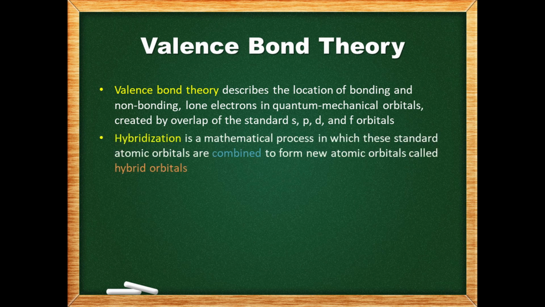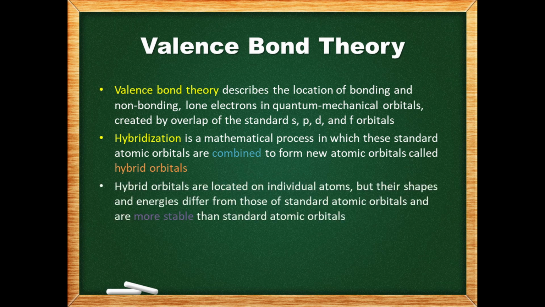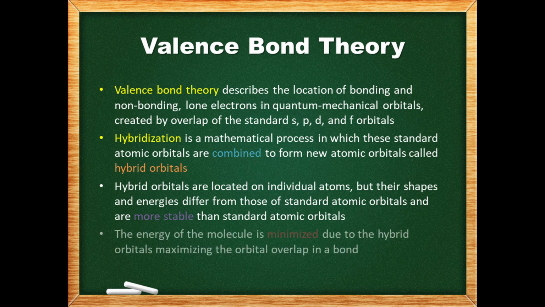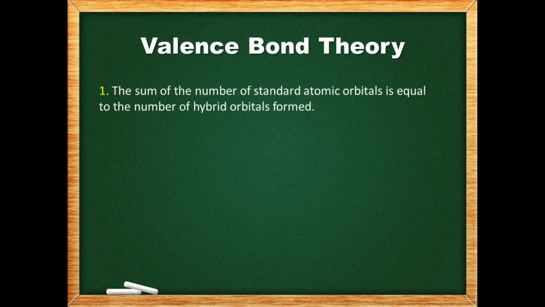Hybridization is a mathematical process in which these standard atomic orbitals are combined to form new atomic orbitals called hybrid orbitals. These orbitals are located on individual atoms, but their shapes and energies differ from those of standard atomic orbitals. They are also more stable than standard atomic orbitals and minimize the energy of the molecule by maximizing the orbital overlap in a bond. Although the mathematical equations involved in hybridization are very complicated, we can just focus on some important statements that help describe it.